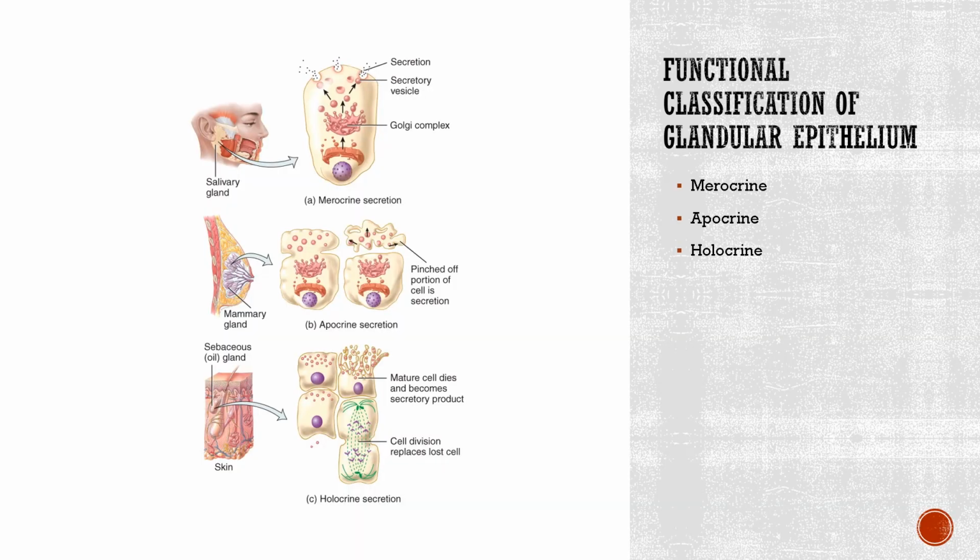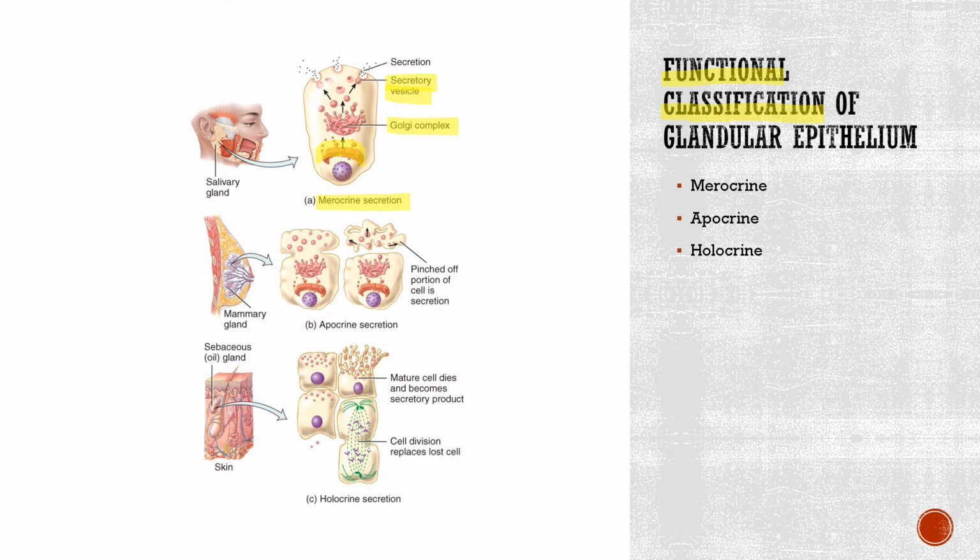So let's look at the functional classification of different glandular epithelium. We have three different functional classes: merocrine, apocrine, and holocrine glands. First here we have the merocrine glands. Secretions of the merocrine glands are synthesized in ribosomes that are attached to the rough ER. Then they are processed, sorted, and packaged by the Golgi complex, and then they're released from the cell in secretory vesicles by exocytosis.